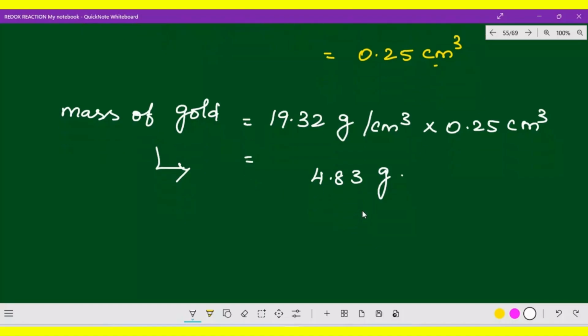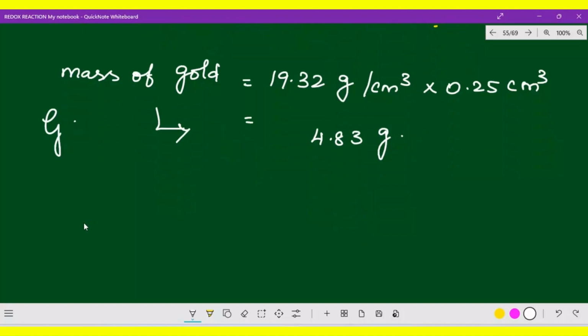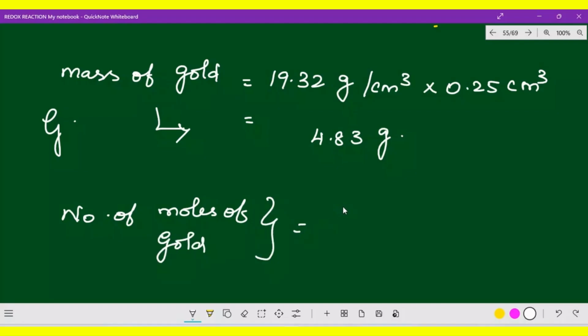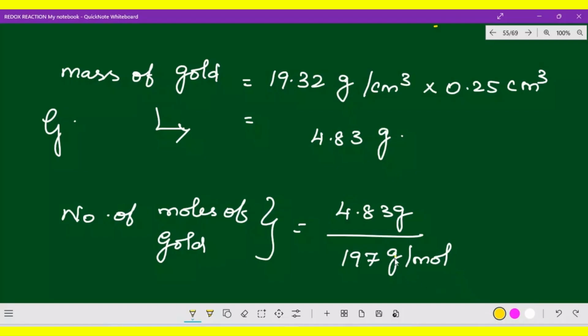Right, now number of moles you have to identify. Number of moles is given mass by molecular mass of gold. So number of moles of gold is 4.83 gram divided by molar mass of gold, which is 197 gram per mole. Here gram will be cancelled. So your answer will be 0.02451 mole. So number of moles of gold, you got it.